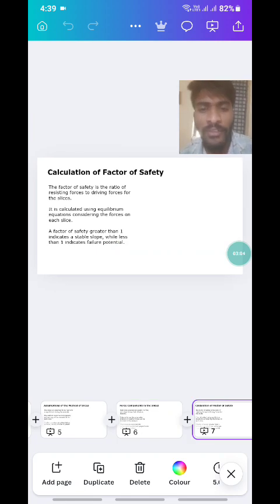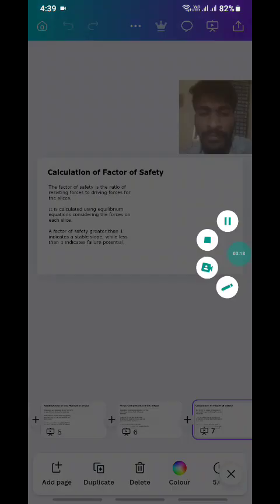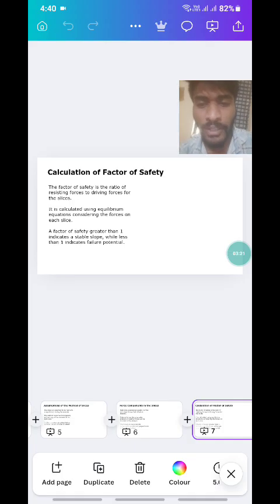Calculation of factor of safety. The factor of safety is the ratio of resisting forces to driving forces for the slice. It is calculated using equilibrium equations considering the forces on each slice. A factor of safety greater than 1 indicates a stable slope, while less than 1 indicates failure potential.